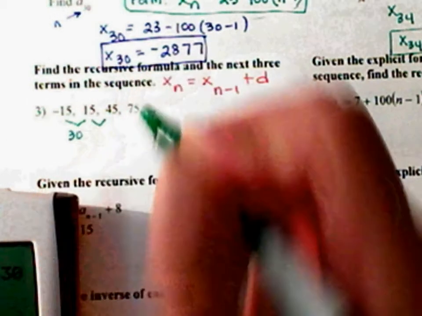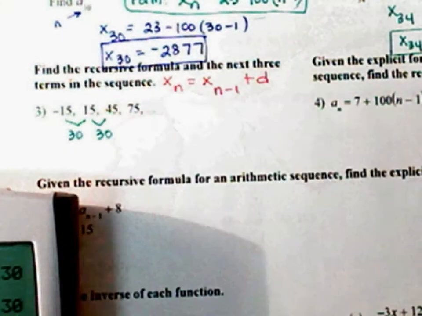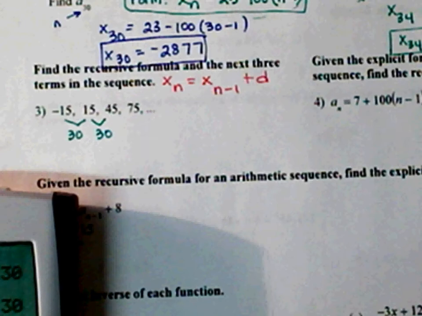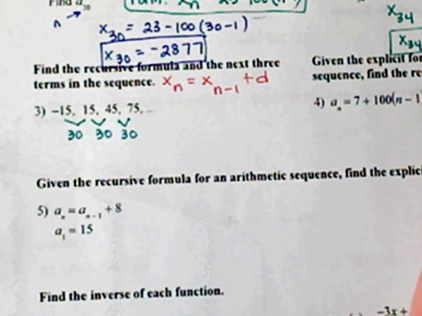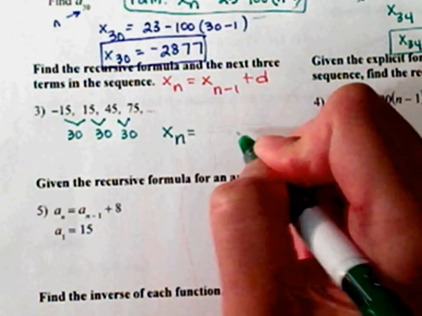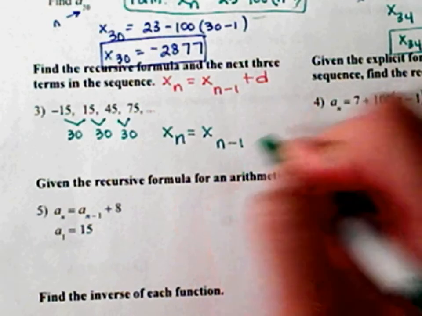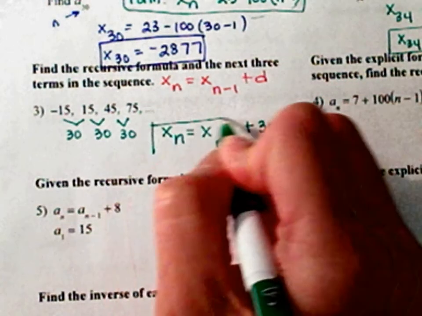See if that's the same. 45 minus 15, that's also 30. 75 minus the previous term of 45, also 30. So this is an arithmetic sequence, and your d is 30. Now you can write your formula: x of n equals x of n minus 1, notice the n is lower, plus 30. And there's your formula, okay?